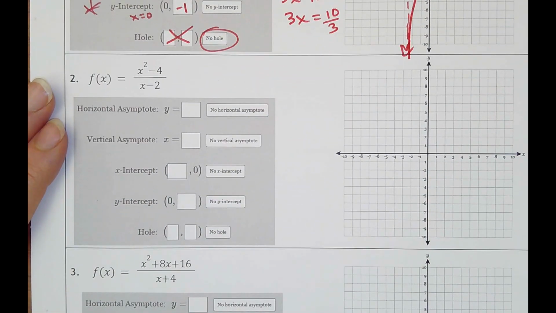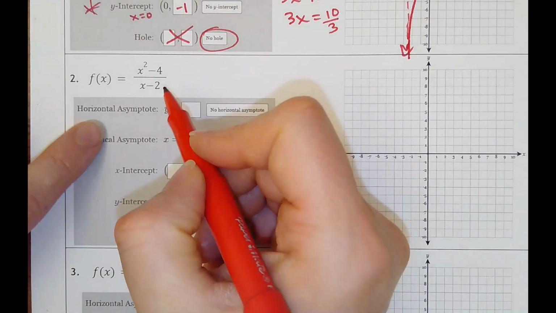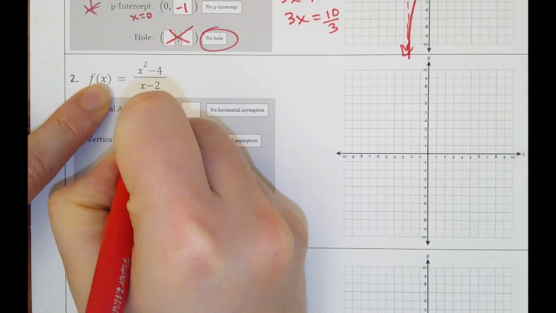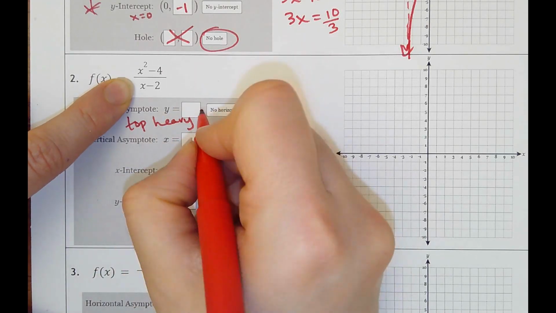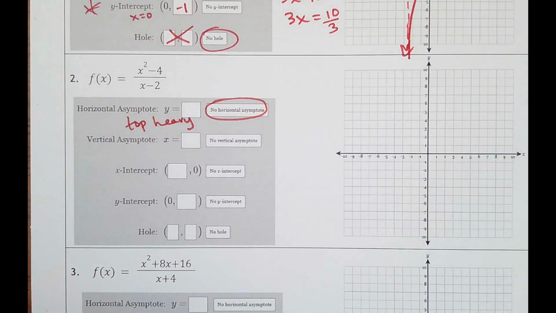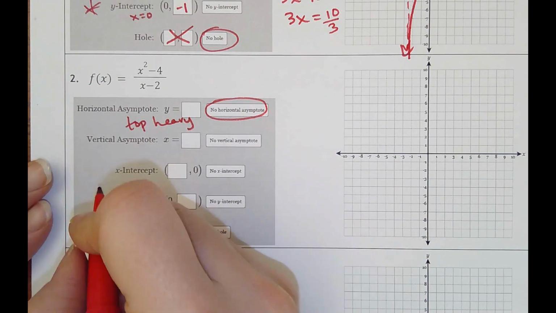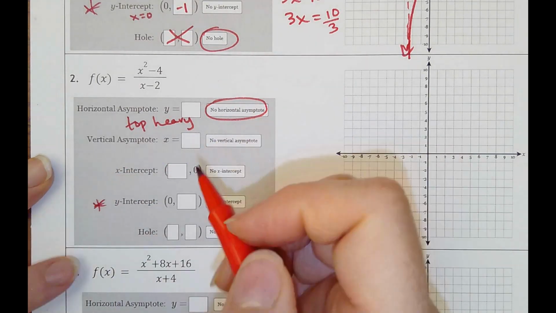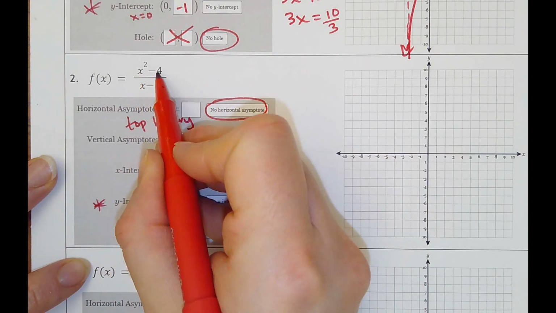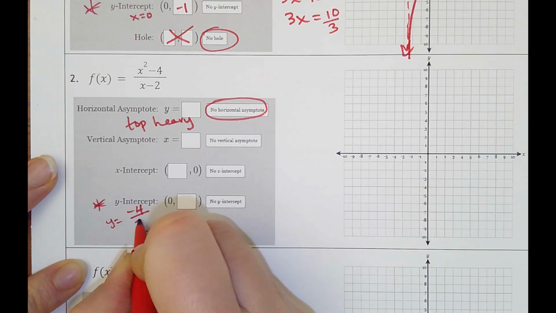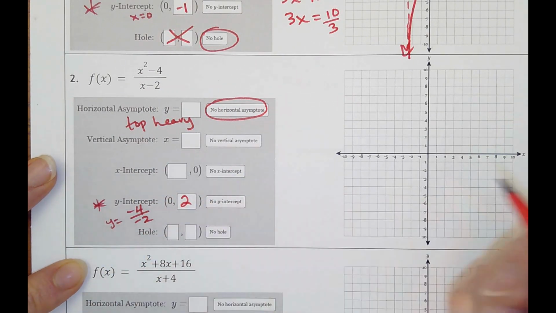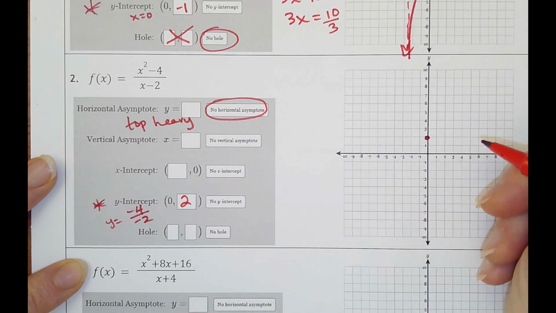All right, number 2, horizontal asymptote. It is top heavy. So we're going to say that there's no horizontal asymptote. Y-intercept. Plug in 0 for x, so that would be -4 divided by -2, which is 2. So 0, 2, I'm going to put a point.